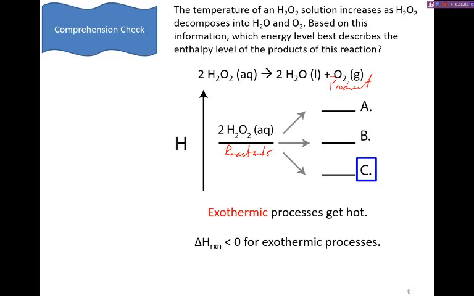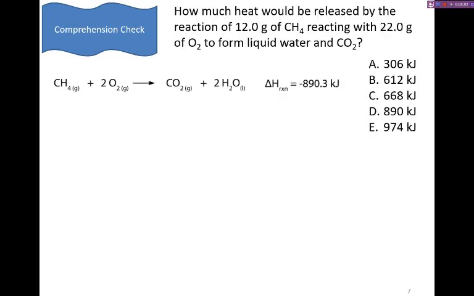Okay, let's try one more problem. So how much heat would be released by the reaction of 12 grams of methane reacting with 22 grams of oxygen to form liquid water and carbon dioxide? This is applying what we've learned already about reaction chemistry and now adding in this element of thermochemistry. So you should be able to do this one on your own. Pause the video and try it first, and then come back and I'll walk you through a solution.